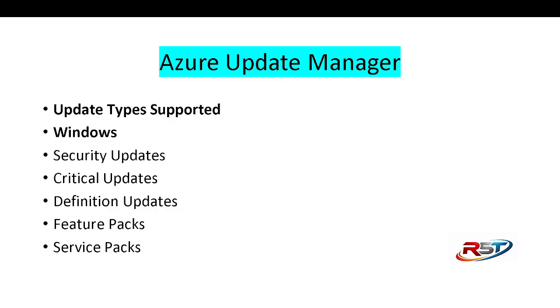Update types supported. What update types are supported? Under Windows, it supports security updates, critical updates, definition updates, feature packs, and service packs. It will download those updates, and whichever updates are required, we install. We usually install security updates, critical updates, and definition updates in the production environment. Feature packs and service packs, we do not select.